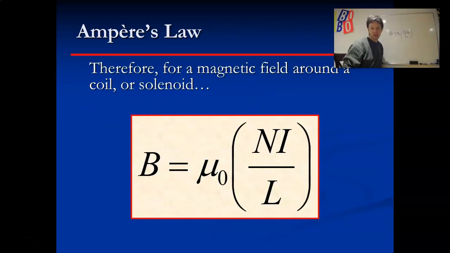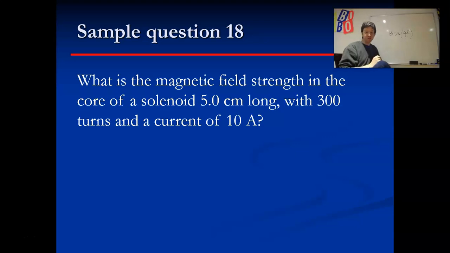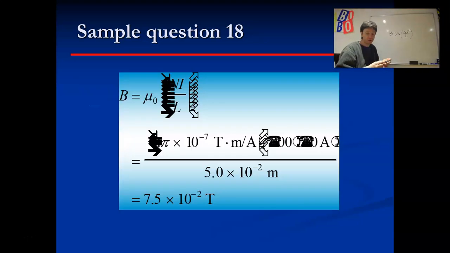If we look at our next problem, question number 2, again, we don't need to rearrange this one. It simply says, what is the magnetic field strength in the core of a solenoid 5 centimeters long, so our length is 0.05 meters, with 300 turns, that's the number of loops, and a current of 10 amps. So again, we're just doing plug and play here. You get 0.075 teslas, or 7.5 times 10 to the minus 2 teslas.